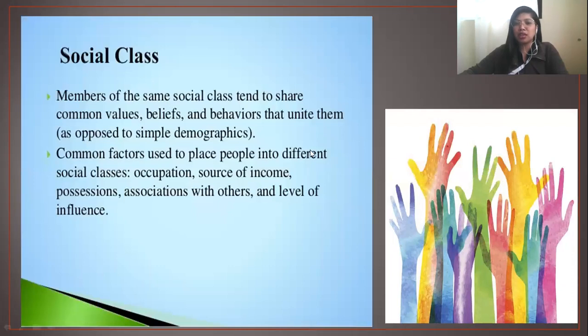Members of the same social class tend to share common values, beliefs, and behaviors that unite them, as opposed to simple demographics. Common factors used to place people into different social classes are occupation, source of income, possessions, associations with others, and level of influence.